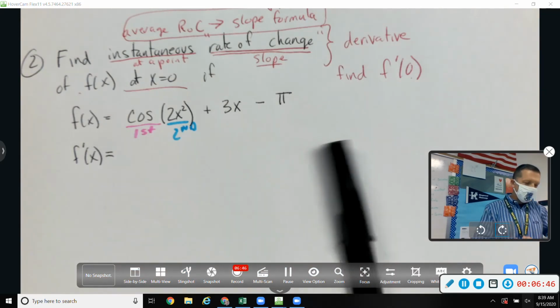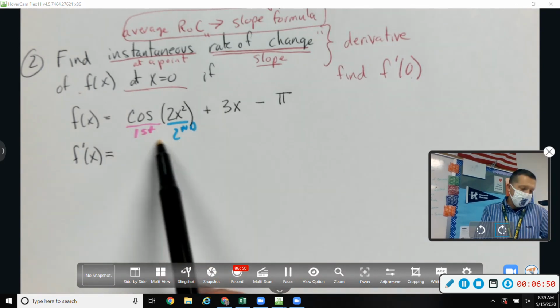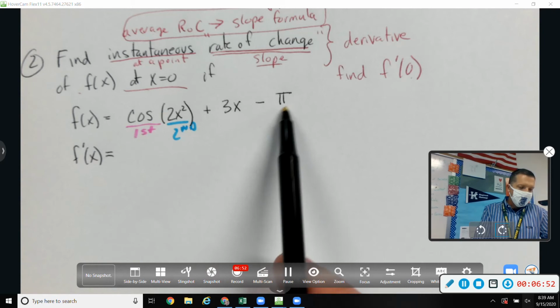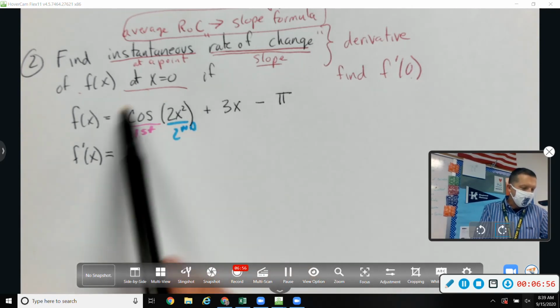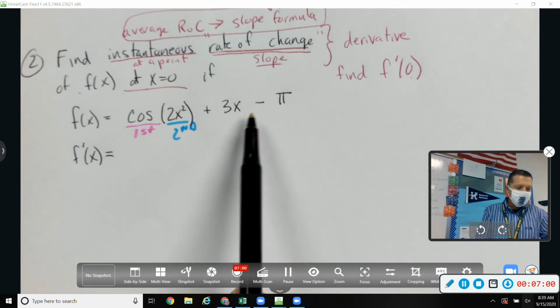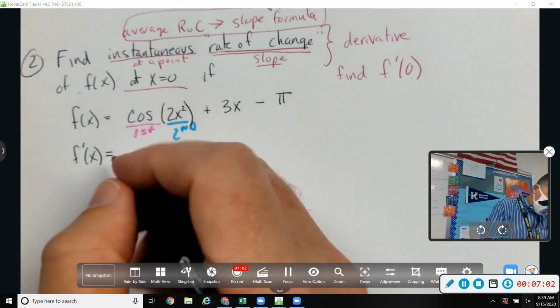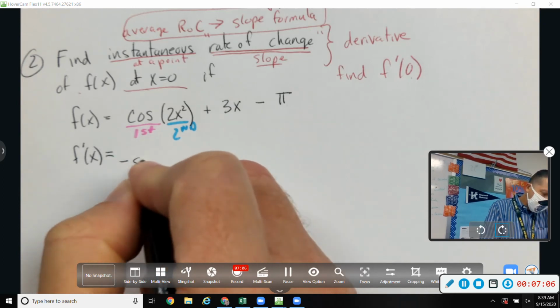An unfortunate but sometimes common mistake is to handle the chain rule correctly and then forget about the rest of the stuff, because you get so invested and involved in solving this that you forget about the rest. So that's just a mental note. Don't forget this while we're doing chain rule. So derivative of cosine is negative sine.